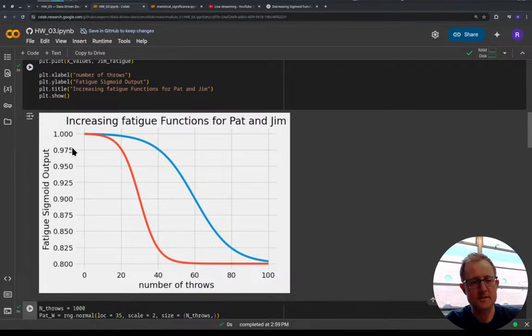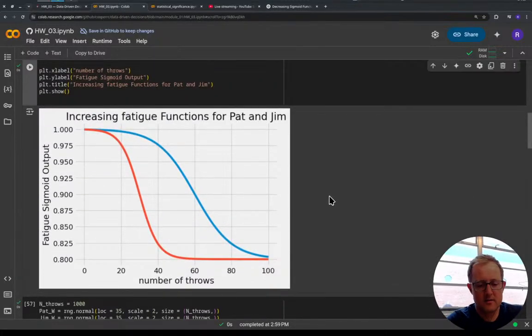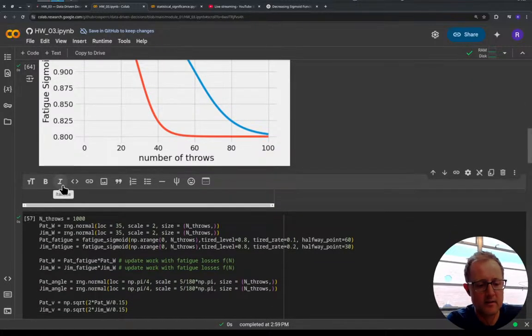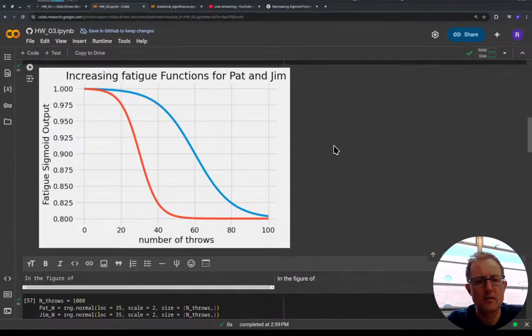So number of throws, and fatigue is going from, I guess really I should say performance, because this is really 1 minus fatigue. If you have 100% fatigue, then anyway, it's a number, like 1 minus that or something. So in this case, we could add some text down here in the figure above for the fatigue function.